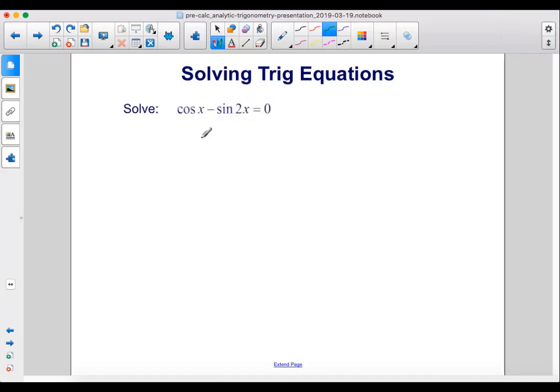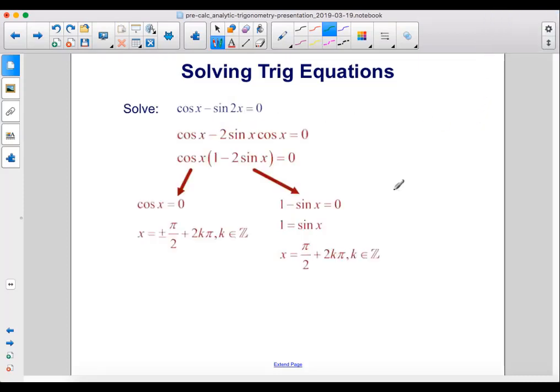Solve. Cosine x minus sine 2x equals 0. Okay, so first we're going to use an identity to replace sine 2x with 2 sine x cosine x. Then we're going to factor out cosine x. So now we have cosine x times 1 minus 2 sine x. Since that's equal to 0, we can set each of these pieces equal to 0. Cosine x equals 0. Therefore, we have possible solutions of plus or minus pi over 2 plus 2k pi, where k belongs to the set of integers.